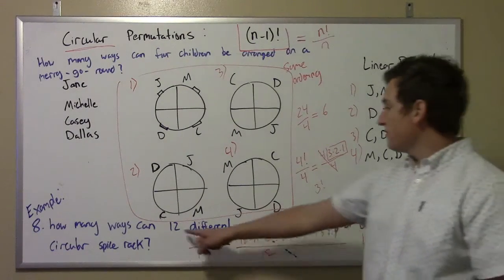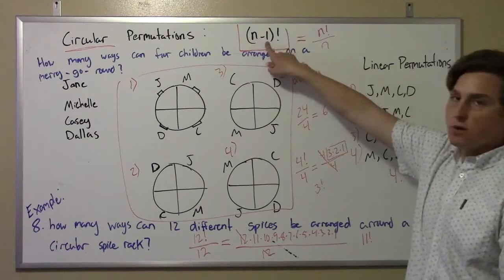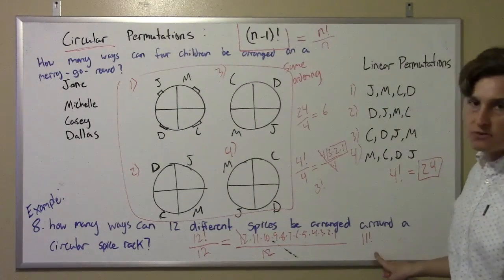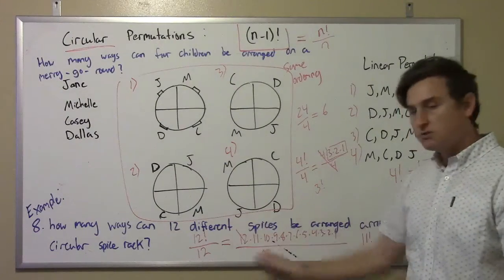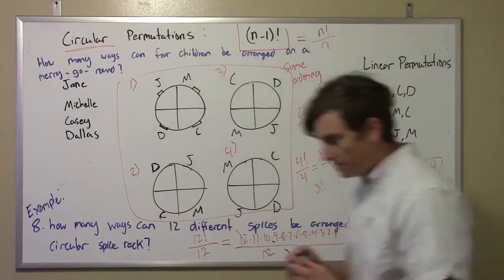Well, if you start with 12 different spices and you know you're in a circular rack, you just say, okay, 12 minus 1 is 11. I just do 11 factorial. So you don't have to go through this whole trouble every single time. You just kind of remember this. This is just 11 factorial. You can find out where that is.